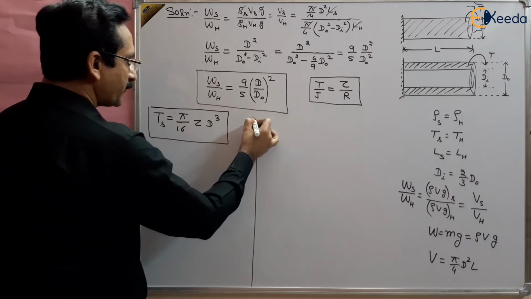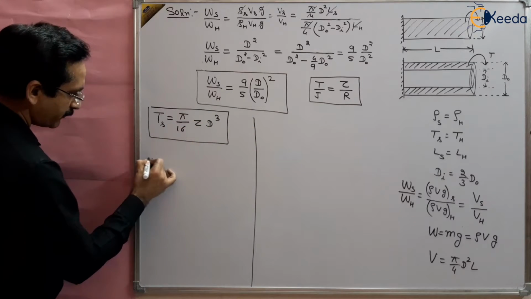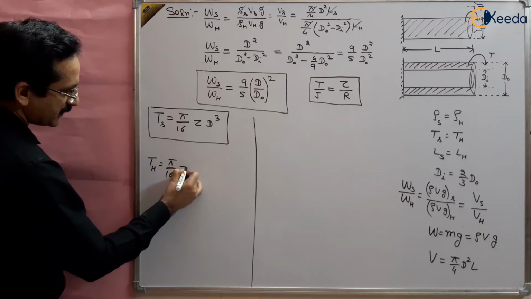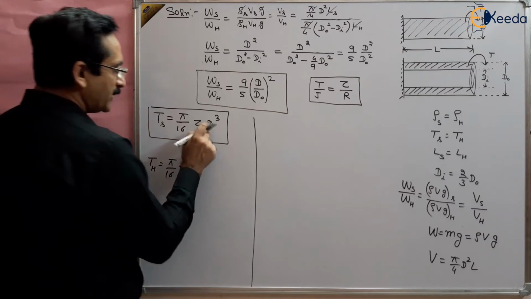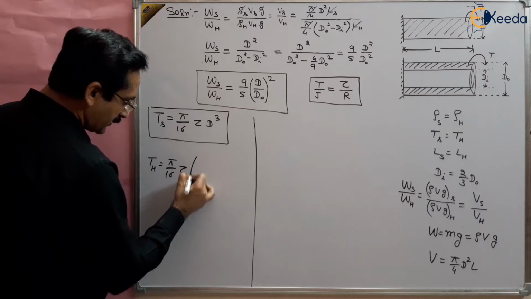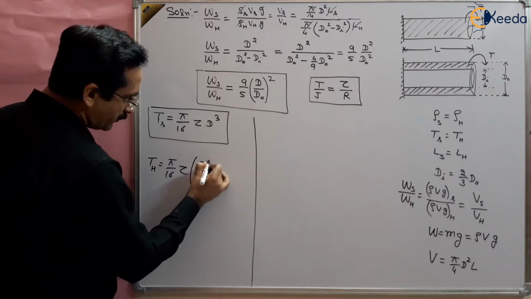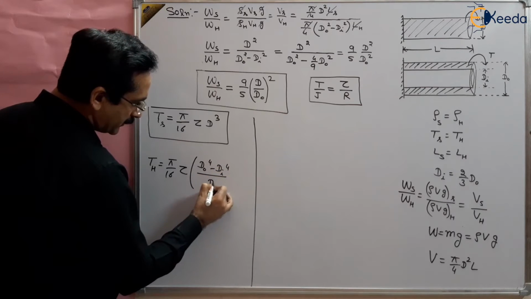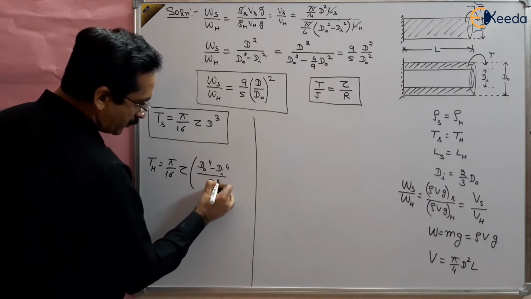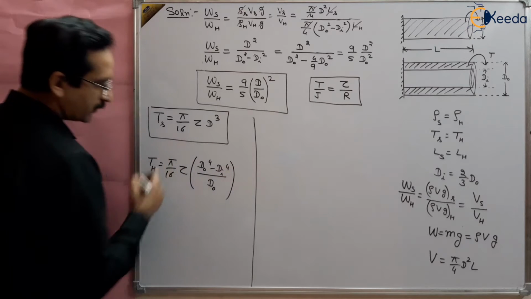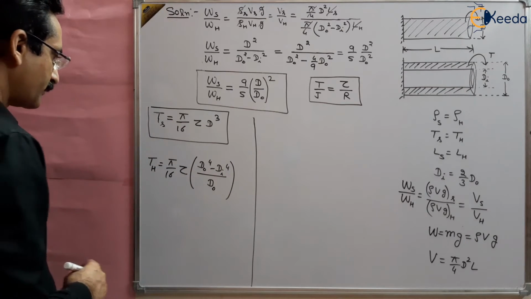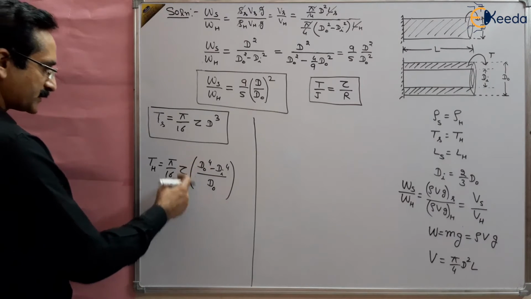Similarly, we can apply the formula for torque of hollow shaft. That will come out to be pi by 16, shear stress is the same, times Do to the power 4 minus di to the power 4, divided by Do. So this is the torque of hollow shaft, and we can further simplify it.